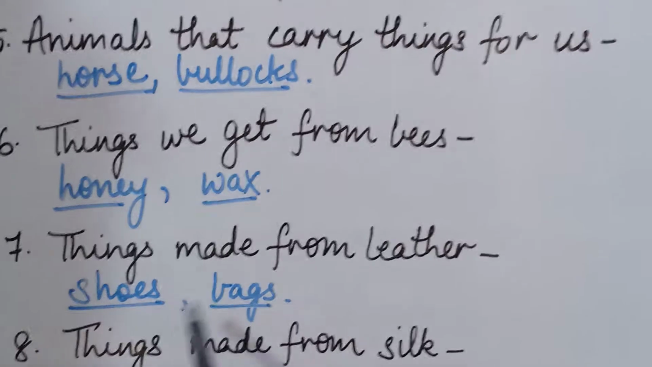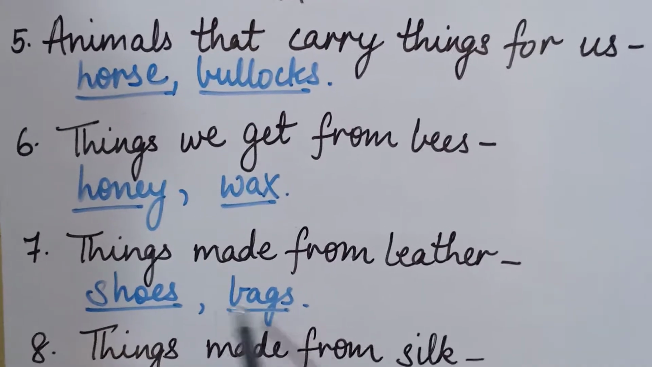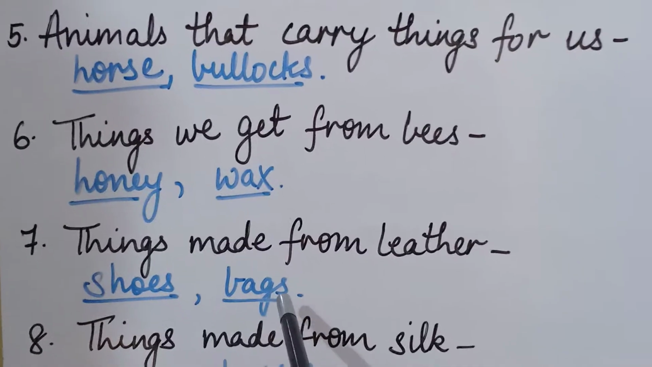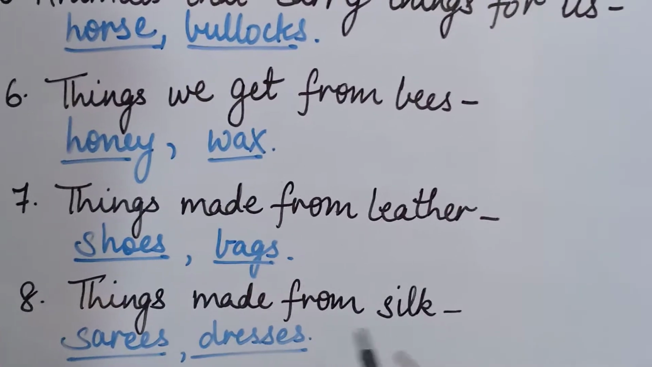You can write any two. So I have written shoes and bags. Shoes, bags. Eighth one is things made from silk.